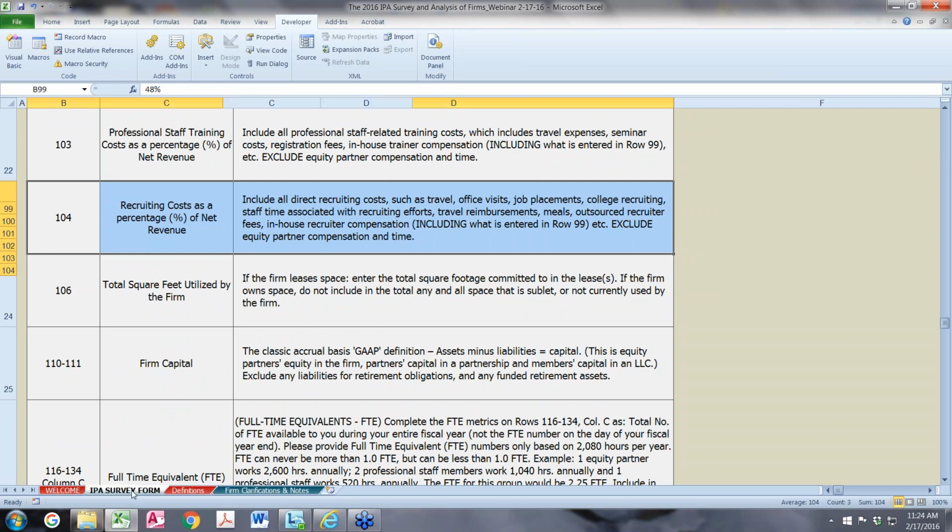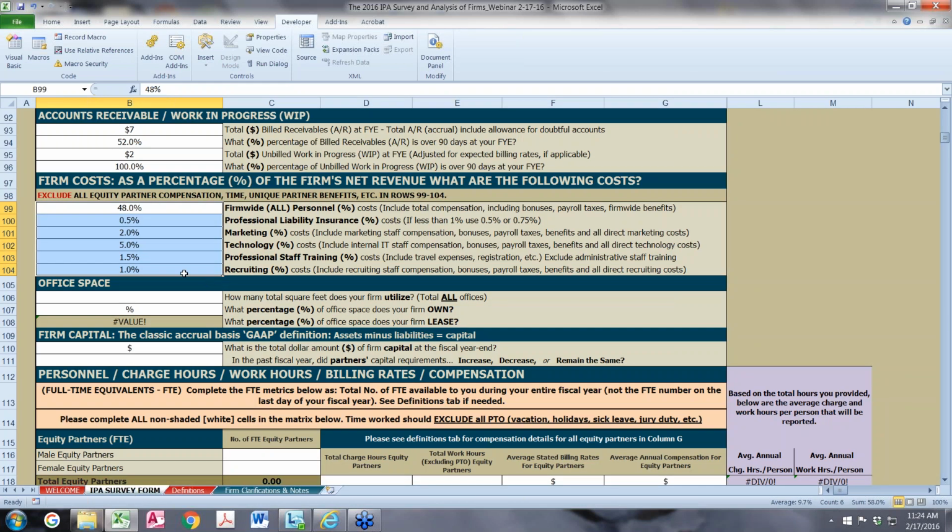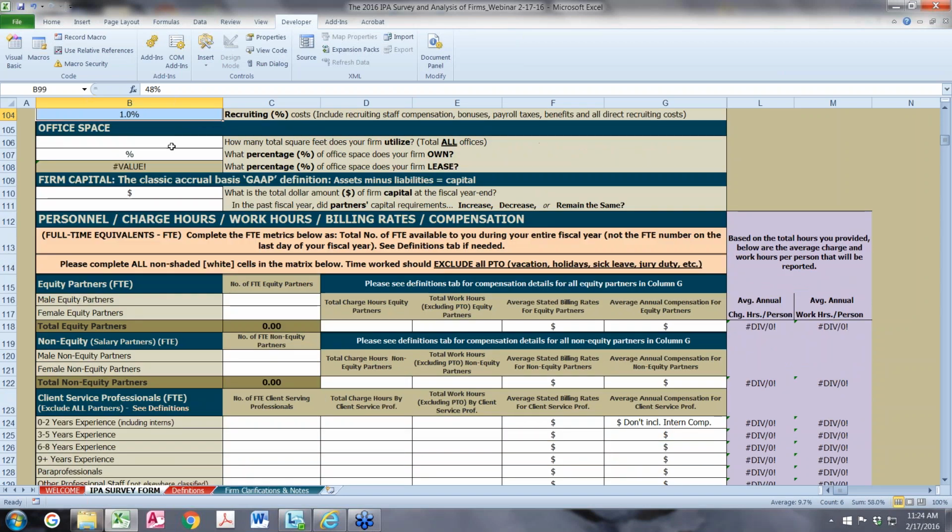Let's go back to the IPA survey form and starting with row 106, office space. This section identifies the total office square footage that your firm owns or leases. If the firm is obligated for space that is not being utilized, please include it on the overall square footage for the firm's fiscal year. If the firm has office space that is being subleased during the firm's fiscal year, please exclude that number from rows 106 through 108.